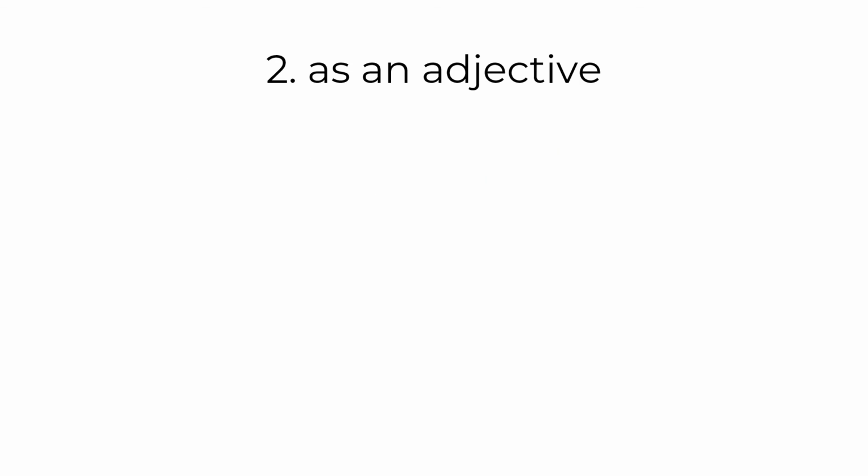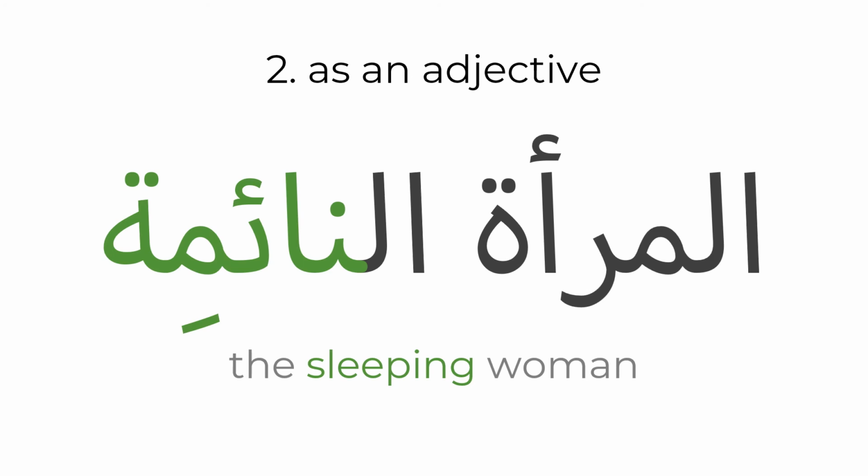Another use of the active participle is as an adjective. مثال المرأة النائمة, the sleeping woman. As you know, the adjective will follow the noun it refers to and will follow it also in gender and number.